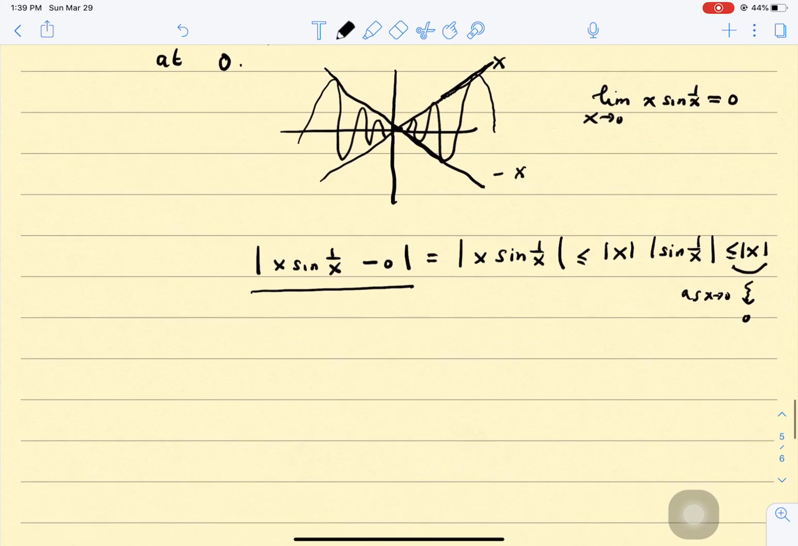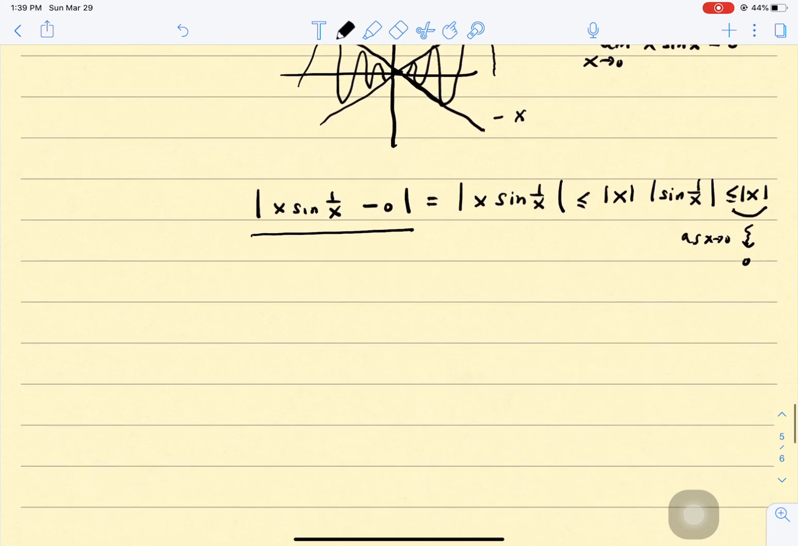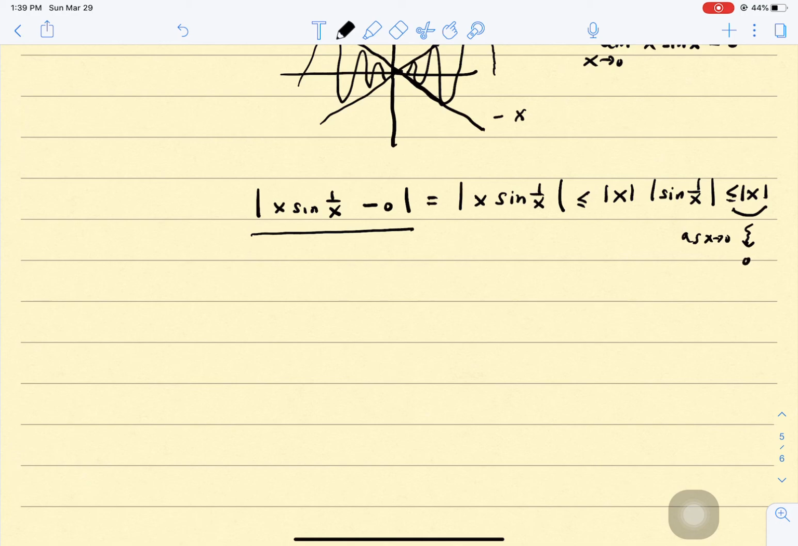Now is x sine 1 over x differentiable? No, it's not. So f of x equals x sine 1 over x is not differentiable at 0.